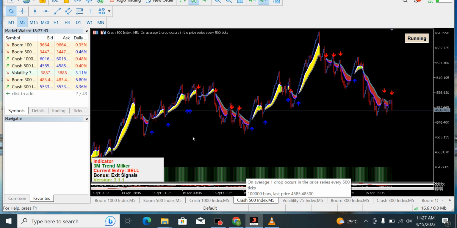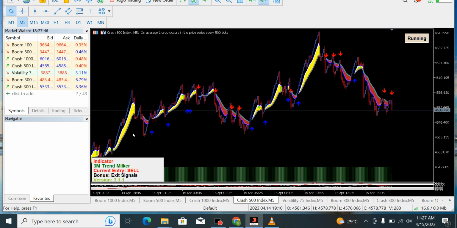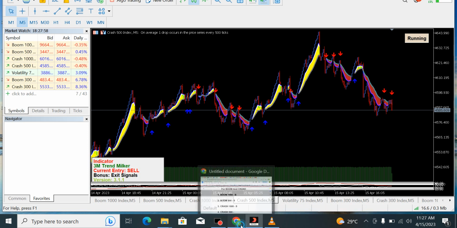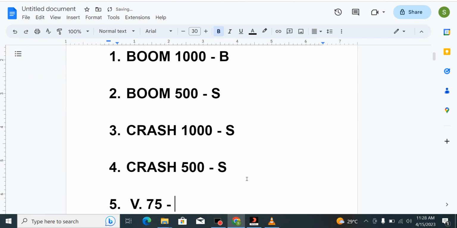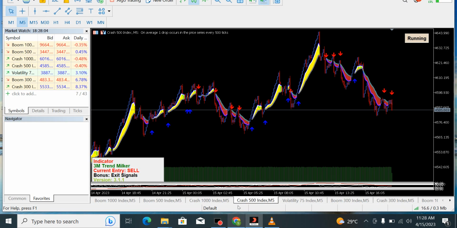So the next asset is going to be crash 500. This has been buying right from there, got to this region, pulled back, went back up again to end the trend around this resistance zone. So right now it is on downtrend. So this is selling at the moment for some time before going back into a buy trend.